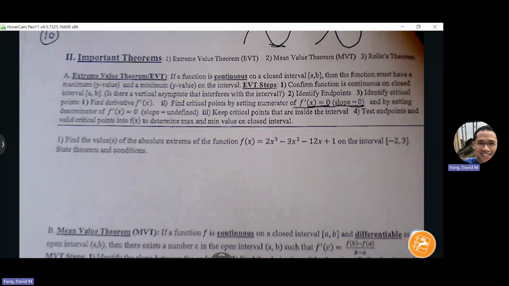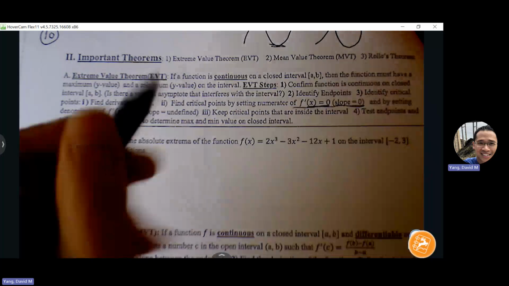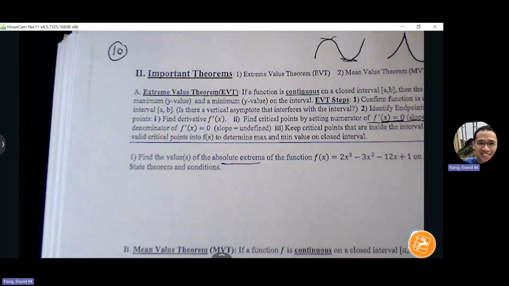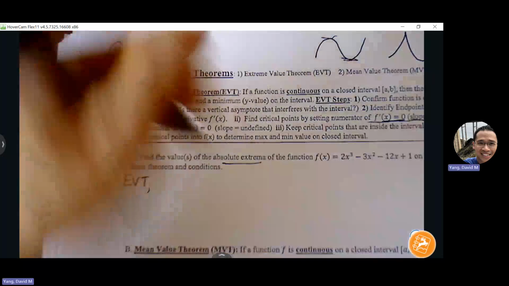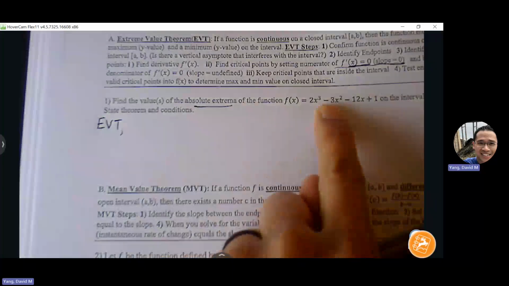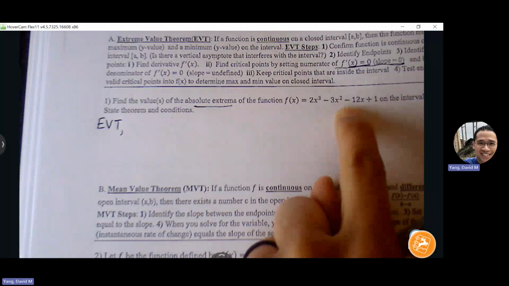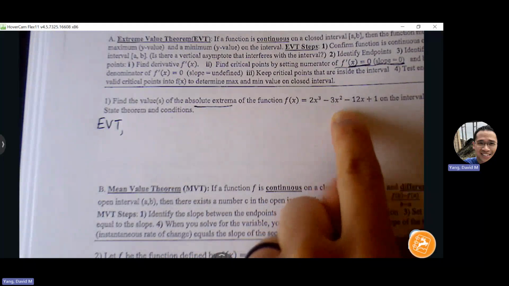Okay, so here's number 1 on page 10. Find the value of the absolute extrema of the function on the interval from -2 to 3. State the theorem and conditions. So I want to find absolute max. This is an EVT. So we can say that our function is continuous, first of all, on the closed interval, because it's a polynomial. So there's nothing that's going to prevent it, there's no asymptotes, there's no holes. Okay, it's just a smooth curve here.